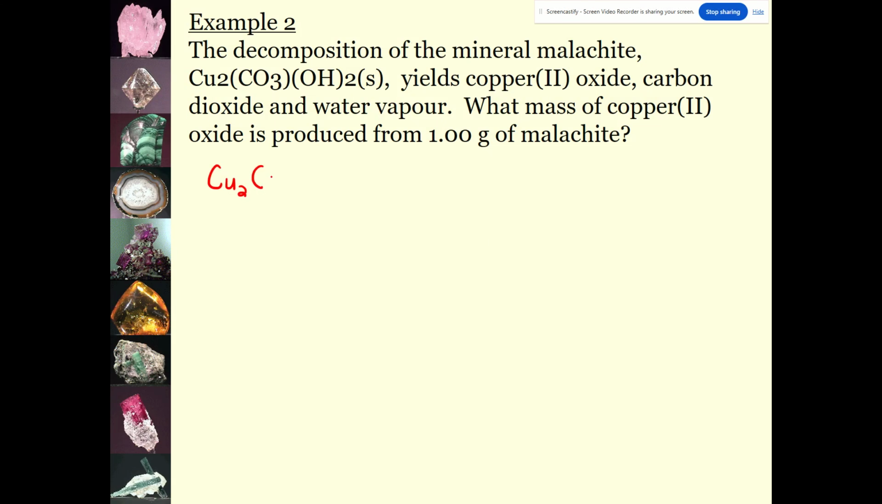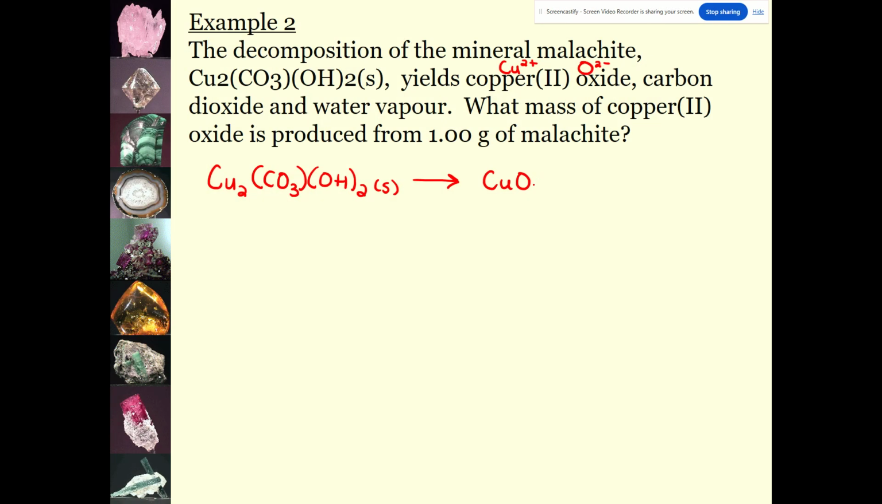Cu2 CO3 OH2. Solid. It is decomposing, so that's my only reactant. It's decomposing into copper 2 oxide. That's an ionic compound, so I have to balance my ion charges. Copper has a 2+, oxygen has a 2-, so I just need one of each.